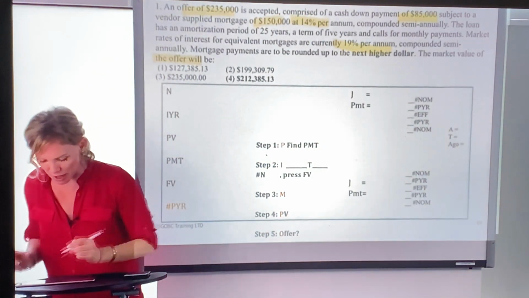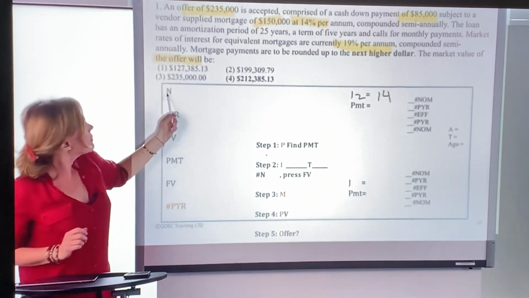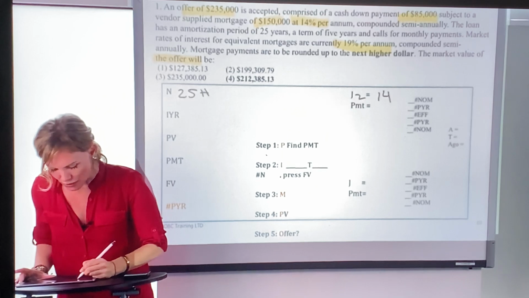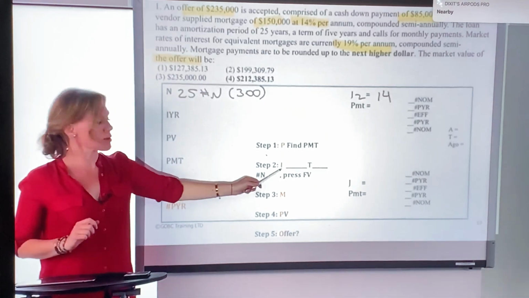So I'm just going to take the numbers, plug them in. So I'll put 14 in here. Compounded semi-annually. What else do we have? N is given to us for 25 years. I'll just shift N right away. Then what else do we have in the question? 5 years term. So the term is going to be in step number 2.